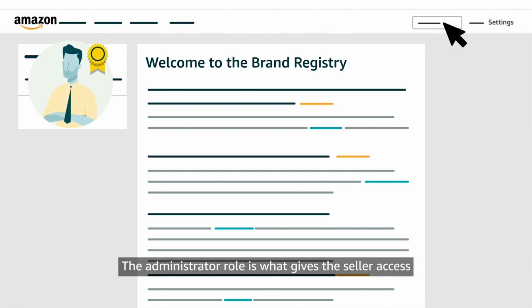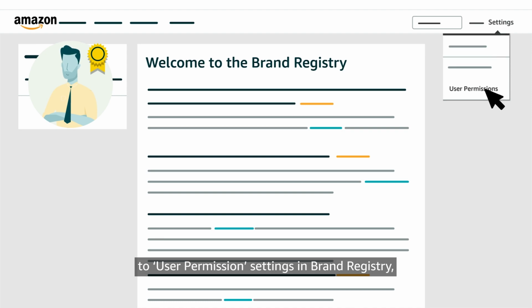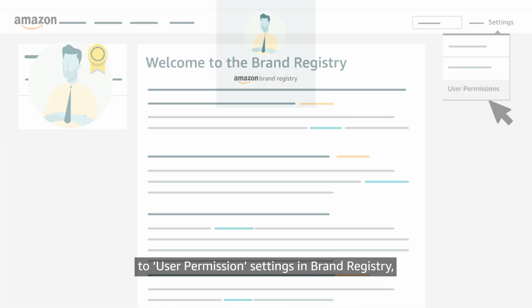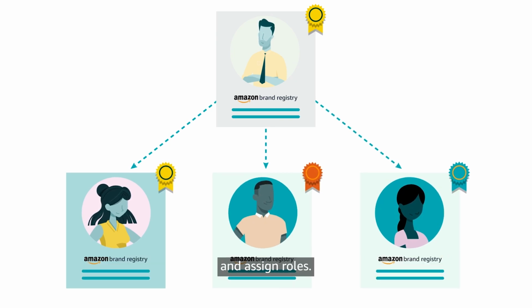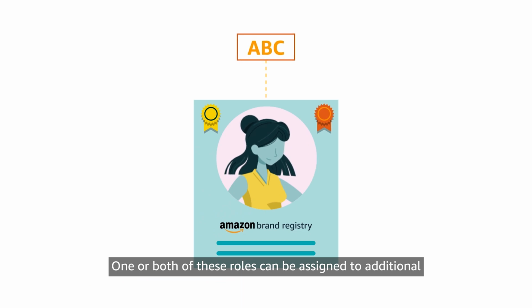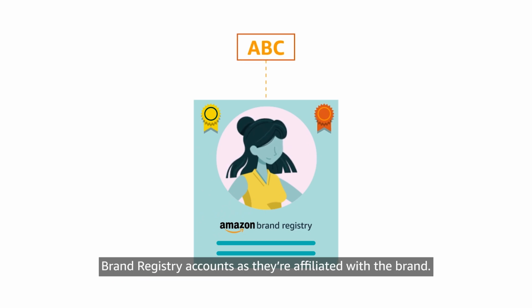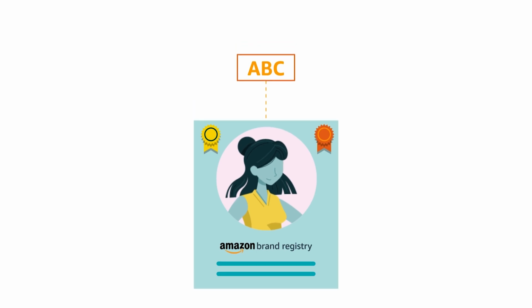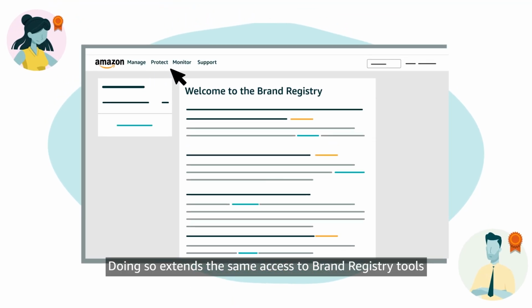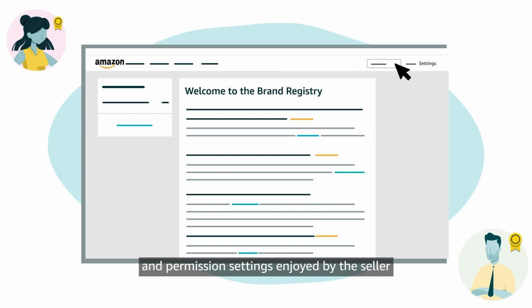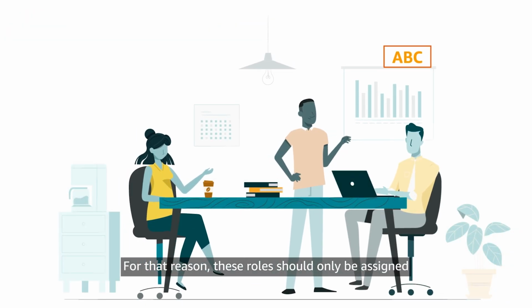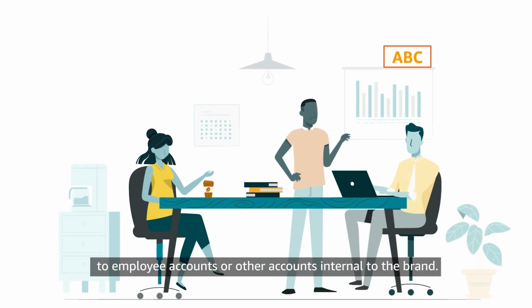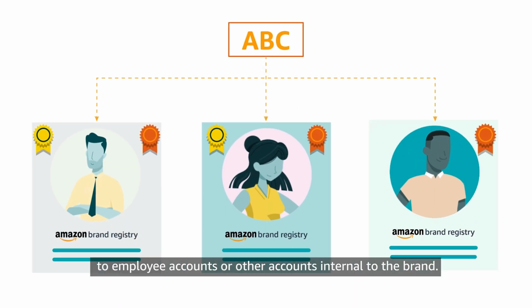The administrator role is what gives the seller access to user permission settings in Brand Registry, which they can use to affiliate other Brand Registry user accounts and assign roles. One or both of these roles can be assigned to additional Brand Registry accounts as they are affiliated with the brand. Doing so extends the same access to brand registry tools and permission settings enjoyed by the seller who enrolled the brand on a per-role basis. For that reason, these roles should only be assigned to employee accounts or other accounts internal to the brand.